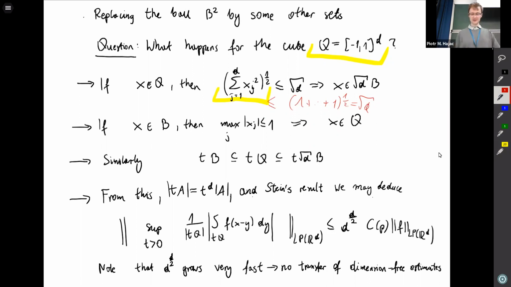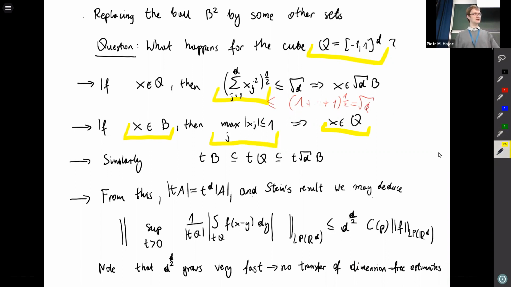On the other hand, if x is in the ball, then we are asking that the sum of the coordinates squared is smaller than 1, so each of the coordinates has to be smaller than 1. If one was larger than 1, then the sum cannot be smaller than 1. So it means that the maximum of all the coordinates is smaller than 1. And this, by definition, means that x is in the cube.